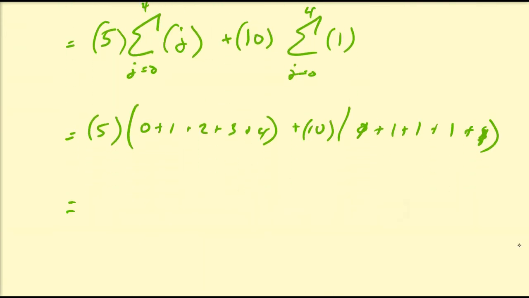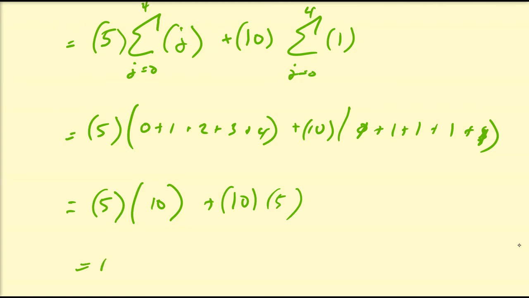Alright, so what do we got? This is going to be 5 times, so 3 plus 2 is 5, plus 1 is 6, plus 10 times 4. So we have 5 times 6 is 30, plus 10 times 4 is 40, so this is going to come out to 100. It's a beautiful sum.